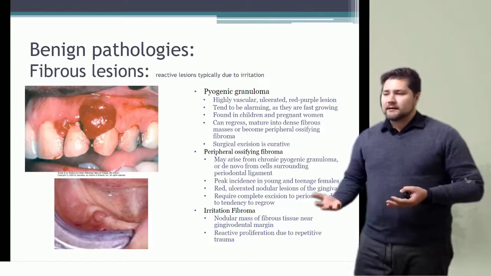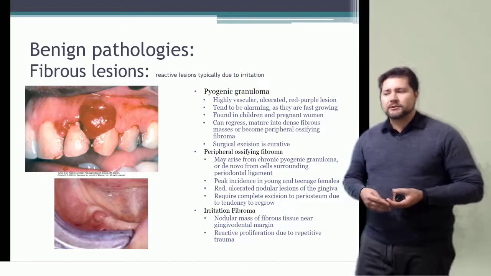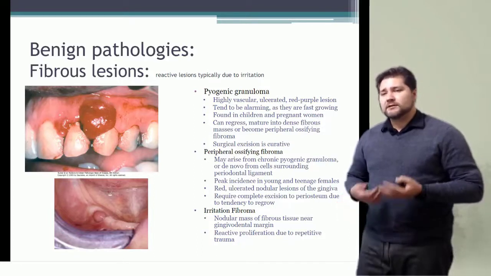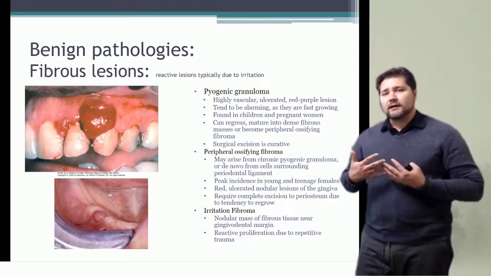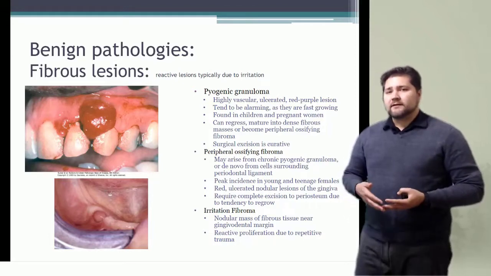But again, relatively benign and unremarkable, so just a basic surgery. Finally, we have irritation fibromas, and these are trauma-induced, so some sort of mechanical irritation to the gingival dental dividing line will often lead to the development of these fibrous masses.